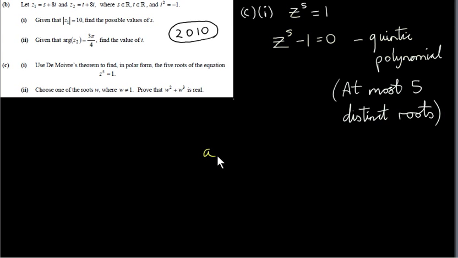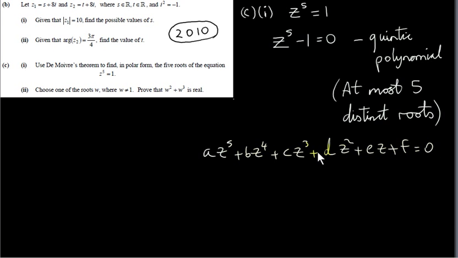Now a general quintic polynomial would look like this: az to the 5 plus bz to the 4 plus cz to the 3 plus dz squared plus ez plus a constant term f equals 0. So a, b, c, d, e, and f are constant coefficients. They can be any complex numbers. The coefficients a, b, c, d, e, and f.